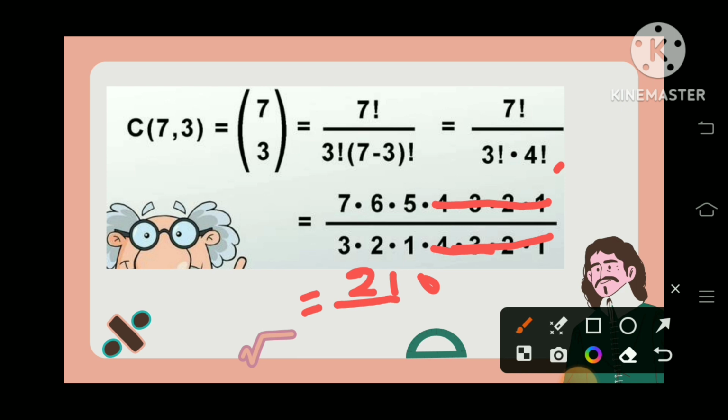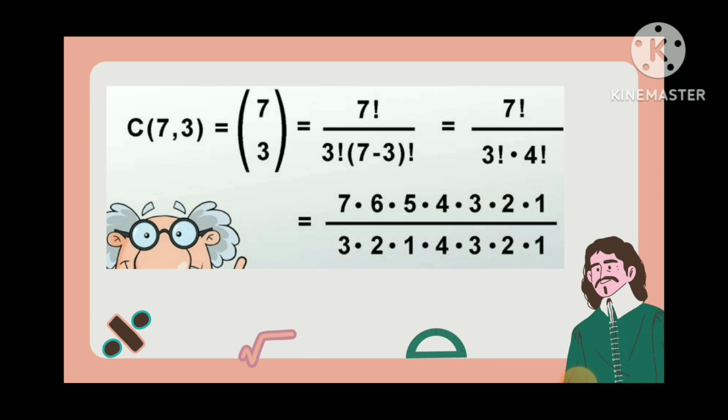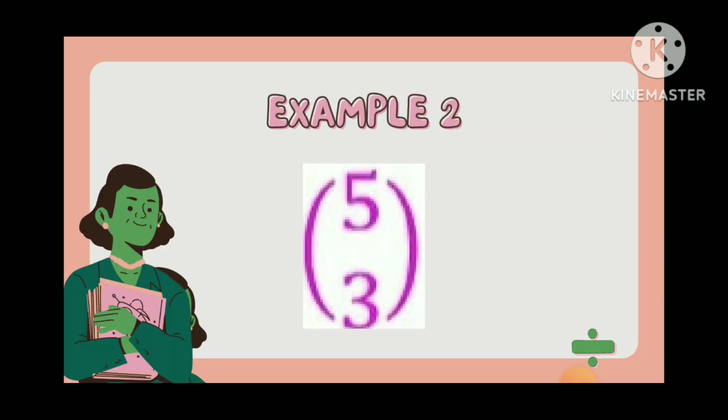210 over 6, since 3 times 2 times 1 is equal to 6. So 210 divided by 6 is 35. So our answer is 35. Before we end this video, let's have another example.